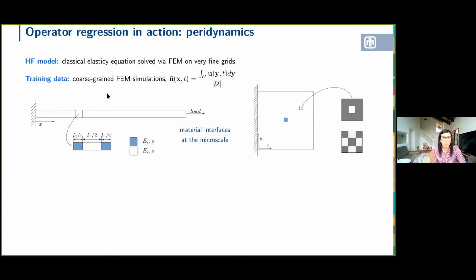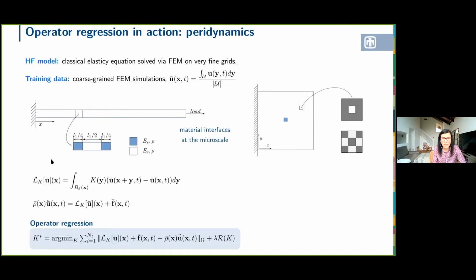So the non-local grid is going to be much coarser. And there is a pre-step before doing the training, which is the coarse graining of the finite element solution. So basically what we're doing is to average the finite element solution that we get on every unit cell. The model is exactly the same. I'm reporting it just because in this case we don't have a scalar, but we have a vector quantity. But as you can see, the structure of the operator is exactly the same. We have the second derivative in time, but the operator regression technique is exactly the same.